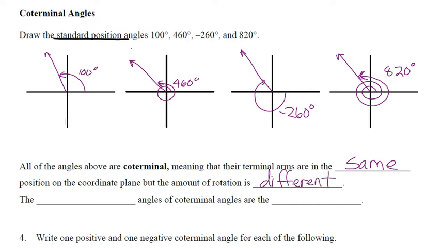The blank angles of the coterminal angles are the blank. Reference angle? Yeah, maybe. Okay, what's the reference angle here? 80. Put a little subscripted R, right? 80. Okay, so now what are we going to say? The reference angles of the coterminal angles are the same. We always say "the same" a lot.